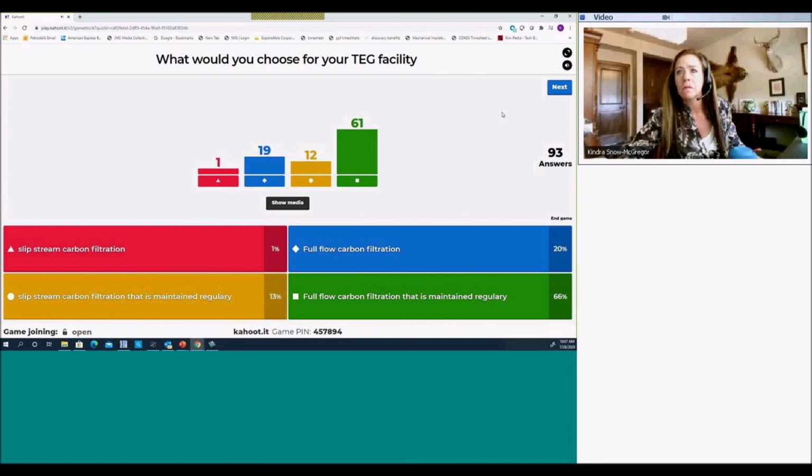All right, interesting. 61 of you, or 66%, said full flow carbon filtration that is maintained regularly. From my perspective, that would be my vote. We have 20% at full flow carbon filtration, 13% with slipstream that's maintained regularly, and then 1% with just slipstream carbon filtration. All right, good stuff.